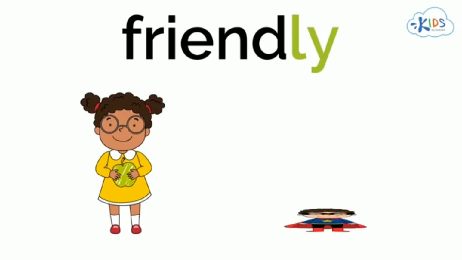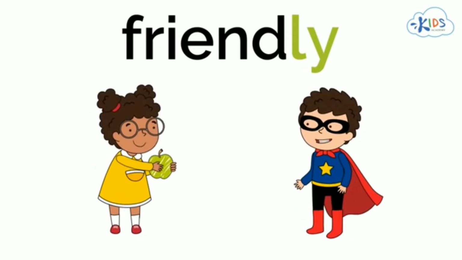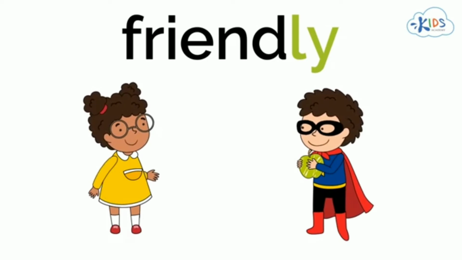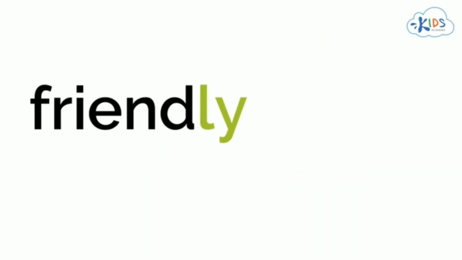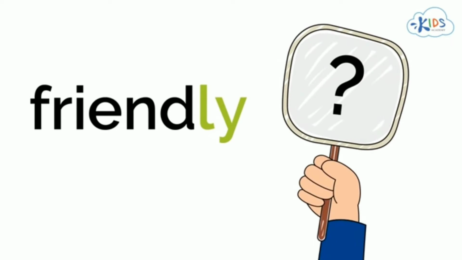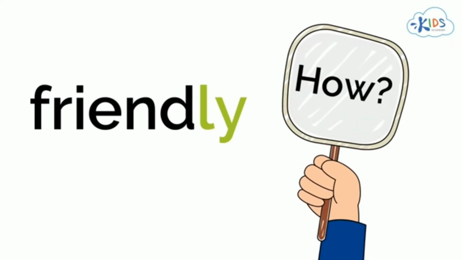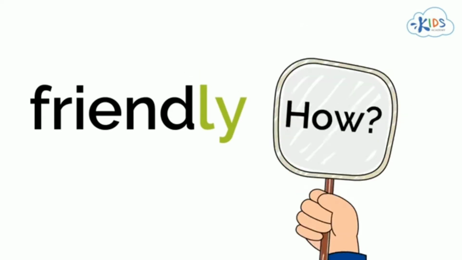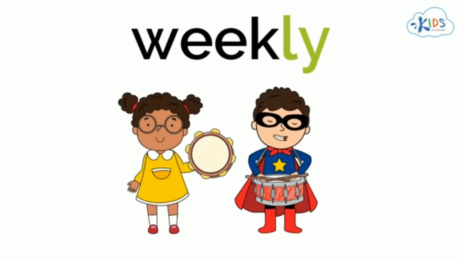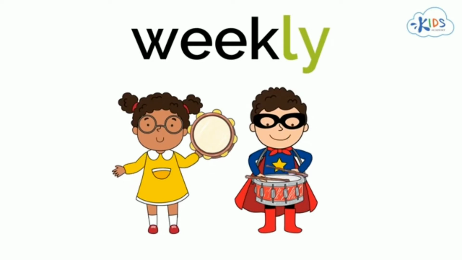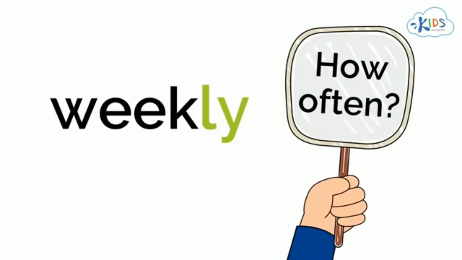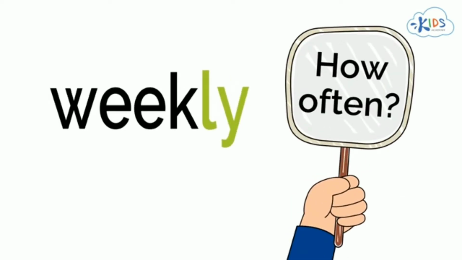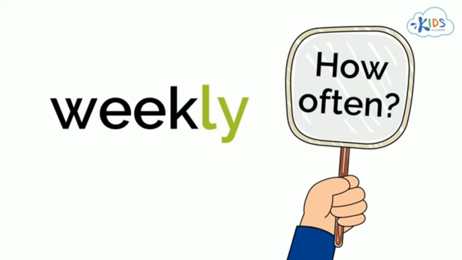You can try this one. She acts friendly to everyone. What question does it answer? How does she act? You got it! She is friendly. Let's look at another word with ly. The class has a weekly music lesson. This answers the question, how often? A weekly lesson would happen once a week.